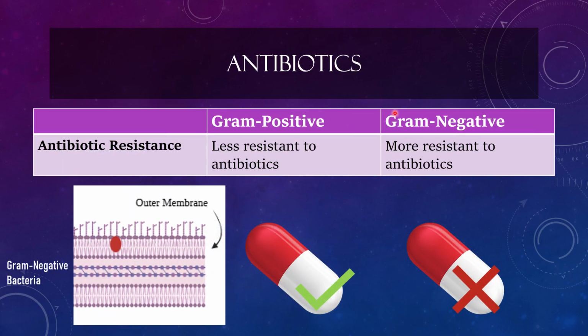The difference in the structure of these bacteria also makes them respond differently to antibiotics. Now, gram-positive bacteria don't have the presence of an outer membrane. This is a primary feature of gram-negative bacteria.